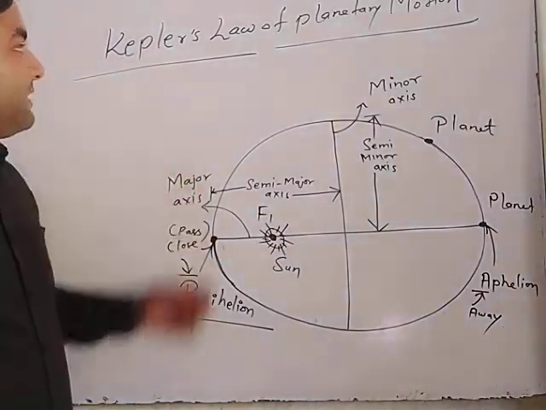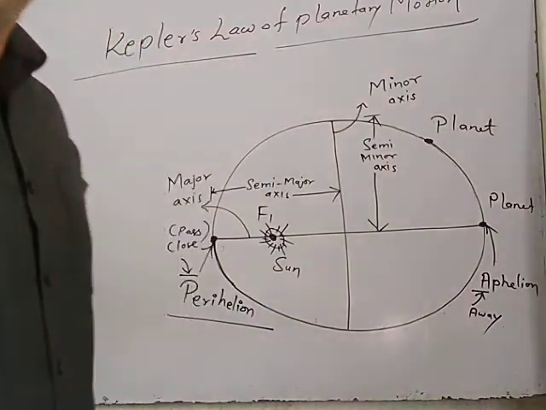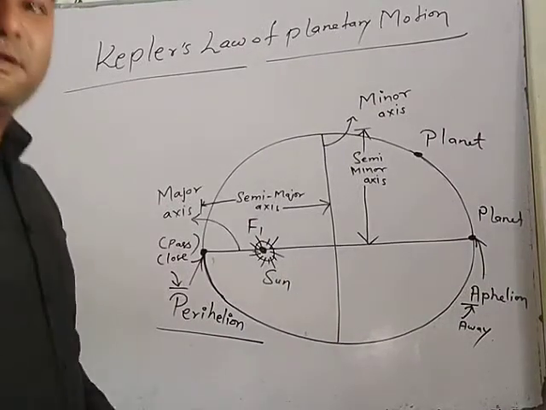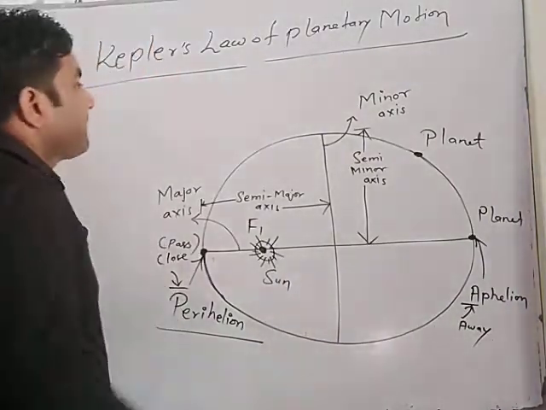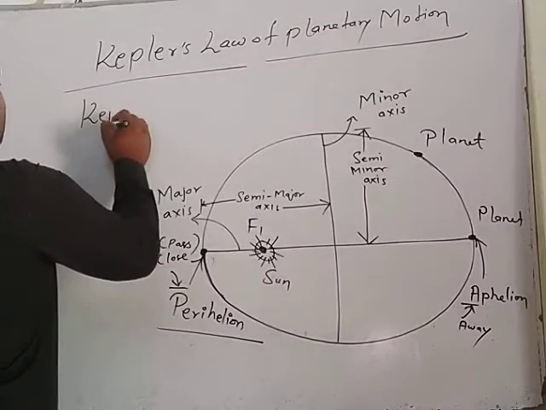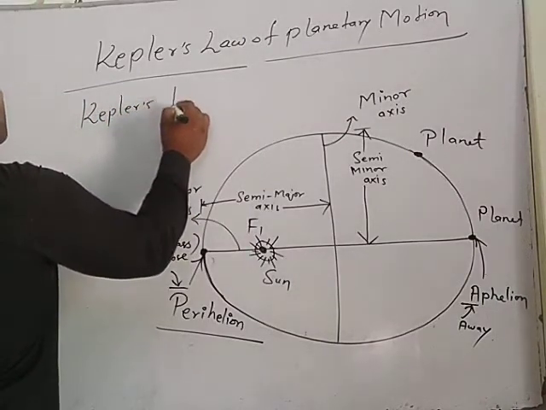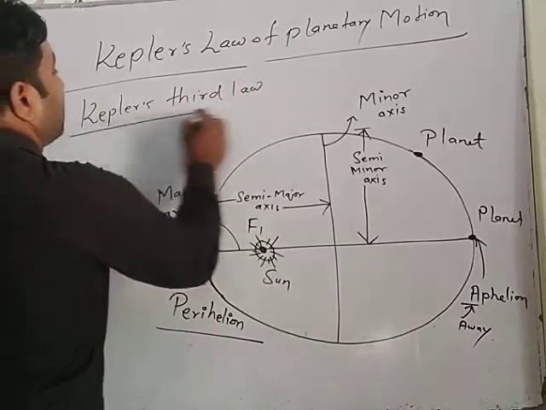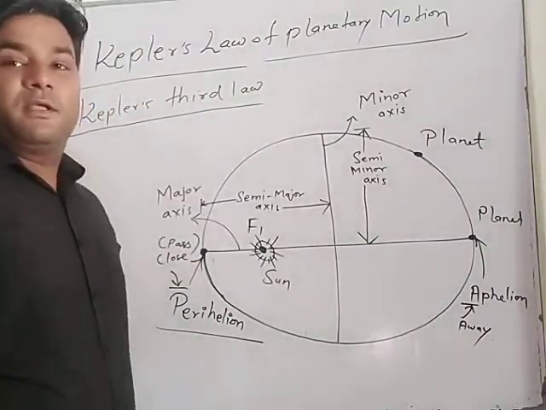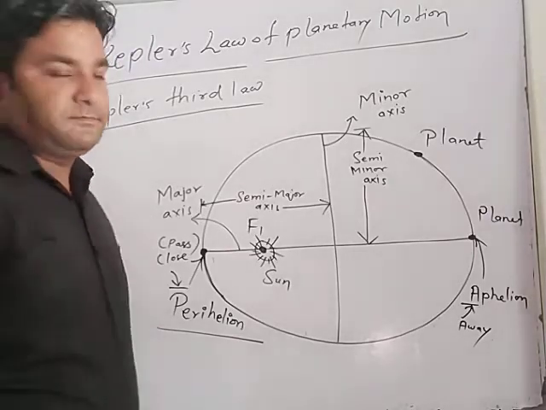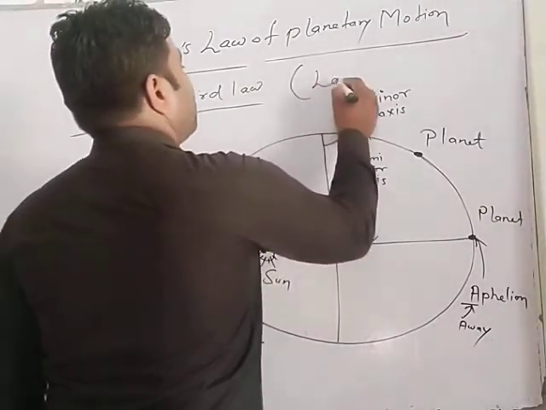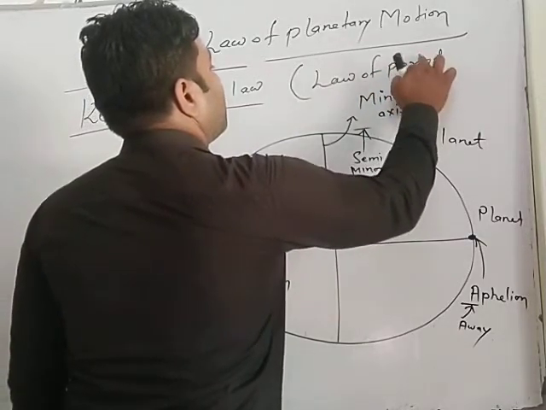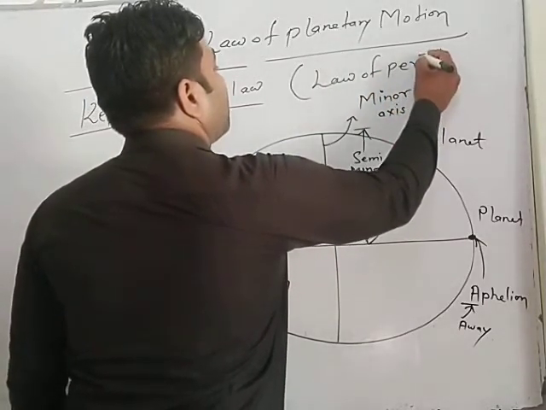What is the concept of Kepler's third law? Just see the statement form, a very easy statement, and in the mathematical way the concept of Kepler is very easy. Kepler's third law is also known as the law of period. Why?